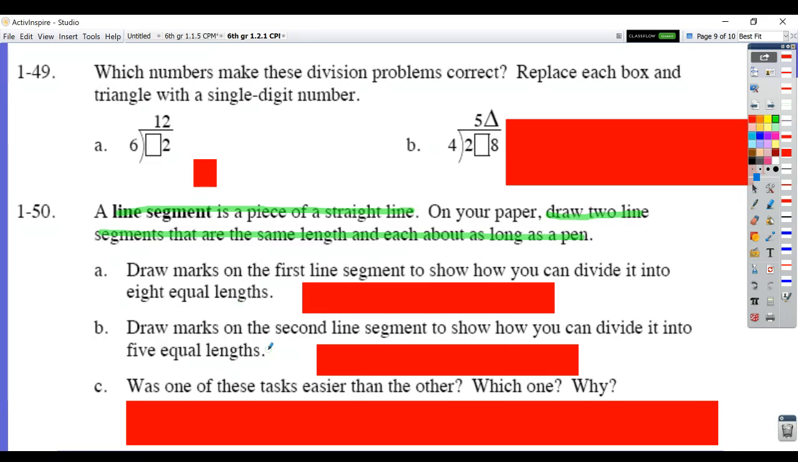Then for B, they want you to take the second line segment that you drew, and this time try to estimate or divide it into 5 equal lengths. And then they want to know which one was easier than the other. Divide it into eighths or divide it into fifths, which one and why.